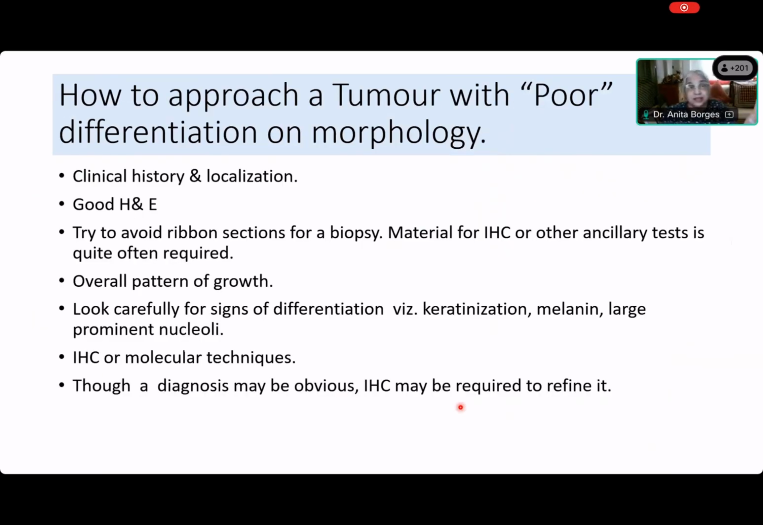Okay, so this is how we approach a tumor with poor differentiation on morphology. That's what we have been talking about in the last two cases. We need a good clinical history and localization. You need a good H&E because you have to look for subtle signs of differentiation.